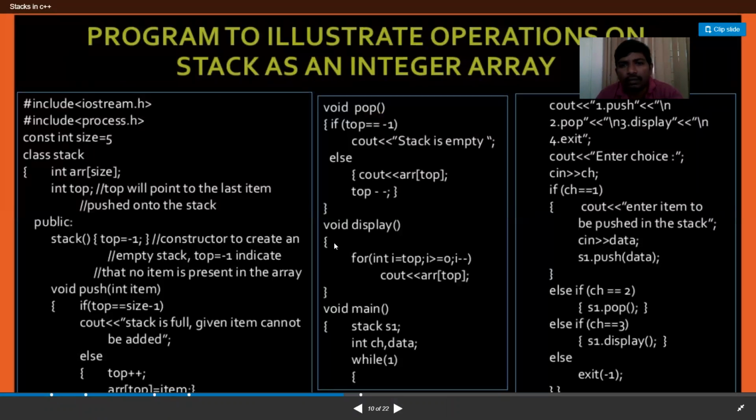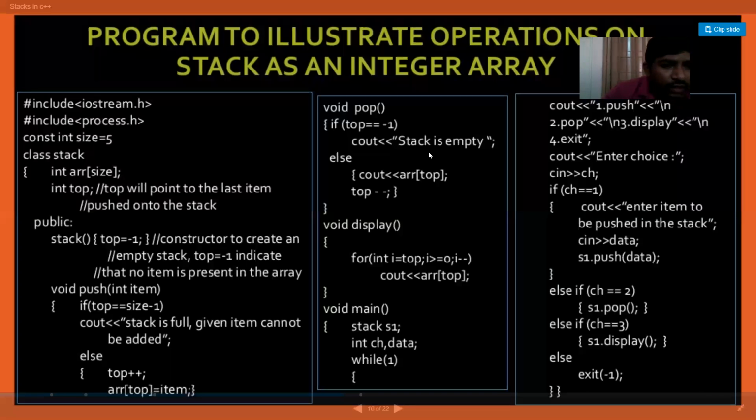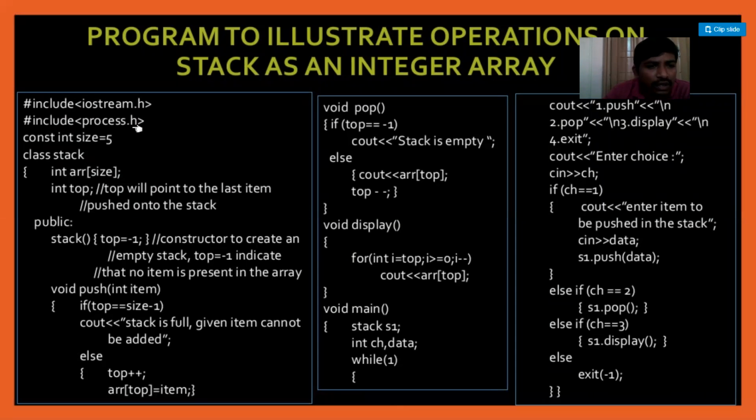So how do we write the program using a stack? We include iostream.h and process.h. We take the size of the stack as 5, as we want to insert 5 elements. Then we take a class stack in the C++ program. This class contains two variables. One is for the stack, that is an array.